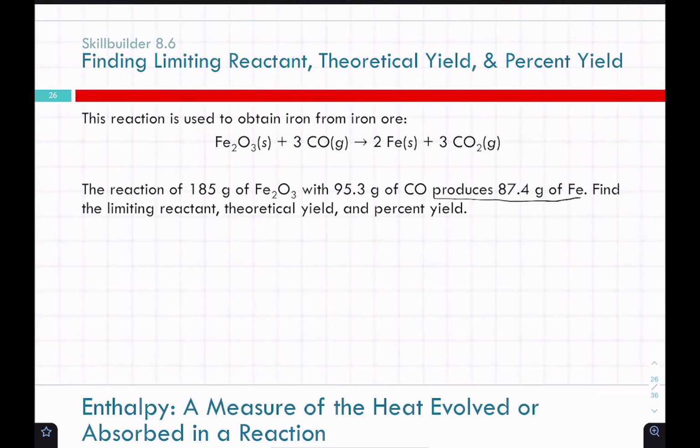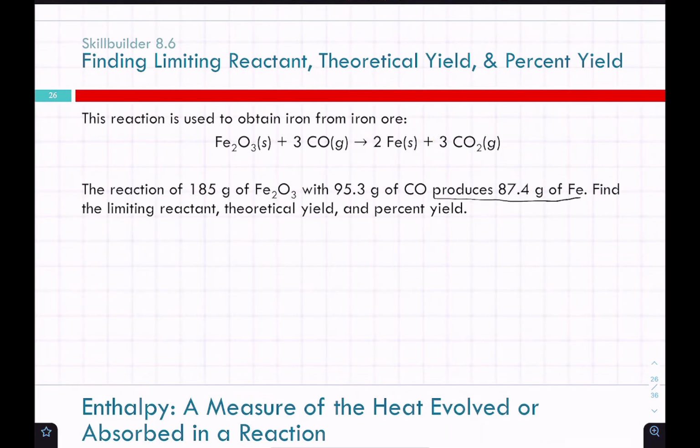Does it matter which number's on the top and which is on the bottom when you're dividing? It does. So your theoretical yield will always be on the bottom, because your percent yield is always going to be smaller than 100% yield. So the amount produced would be on the top. Yep. So this produces 87.4 grams of iron.